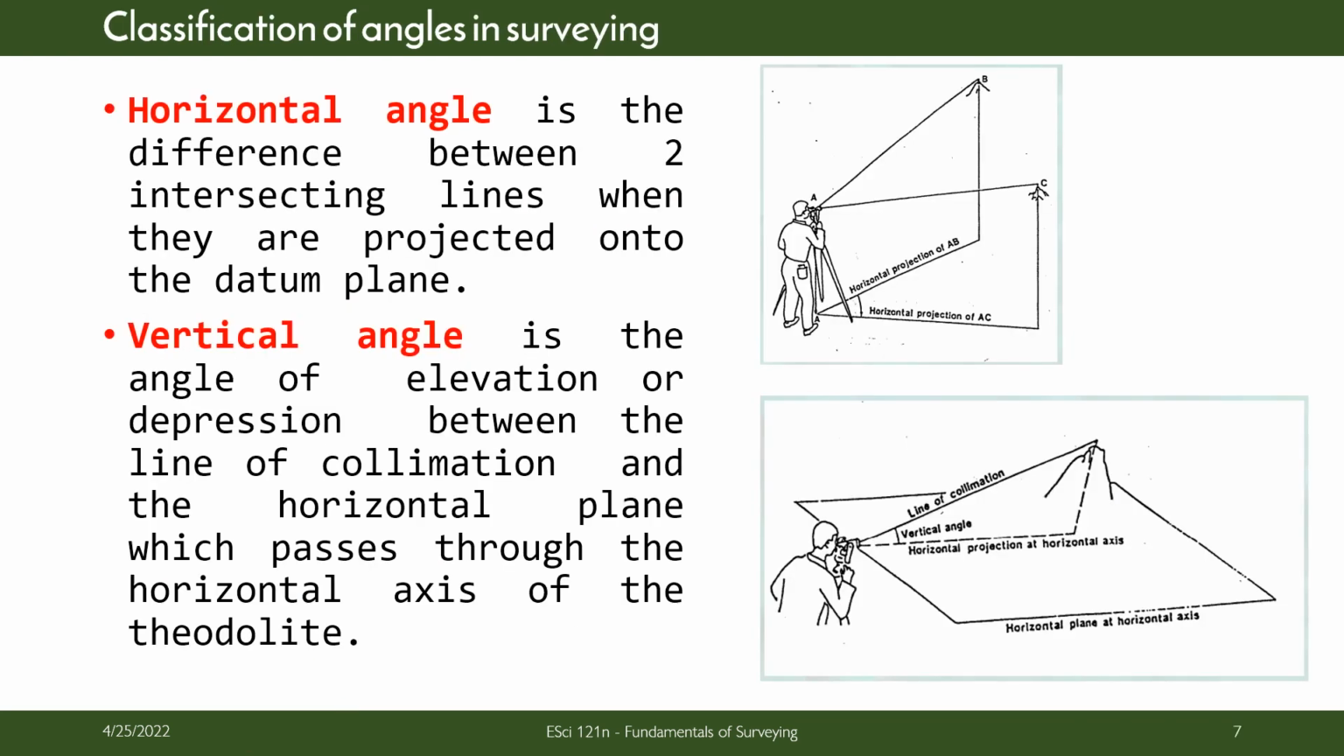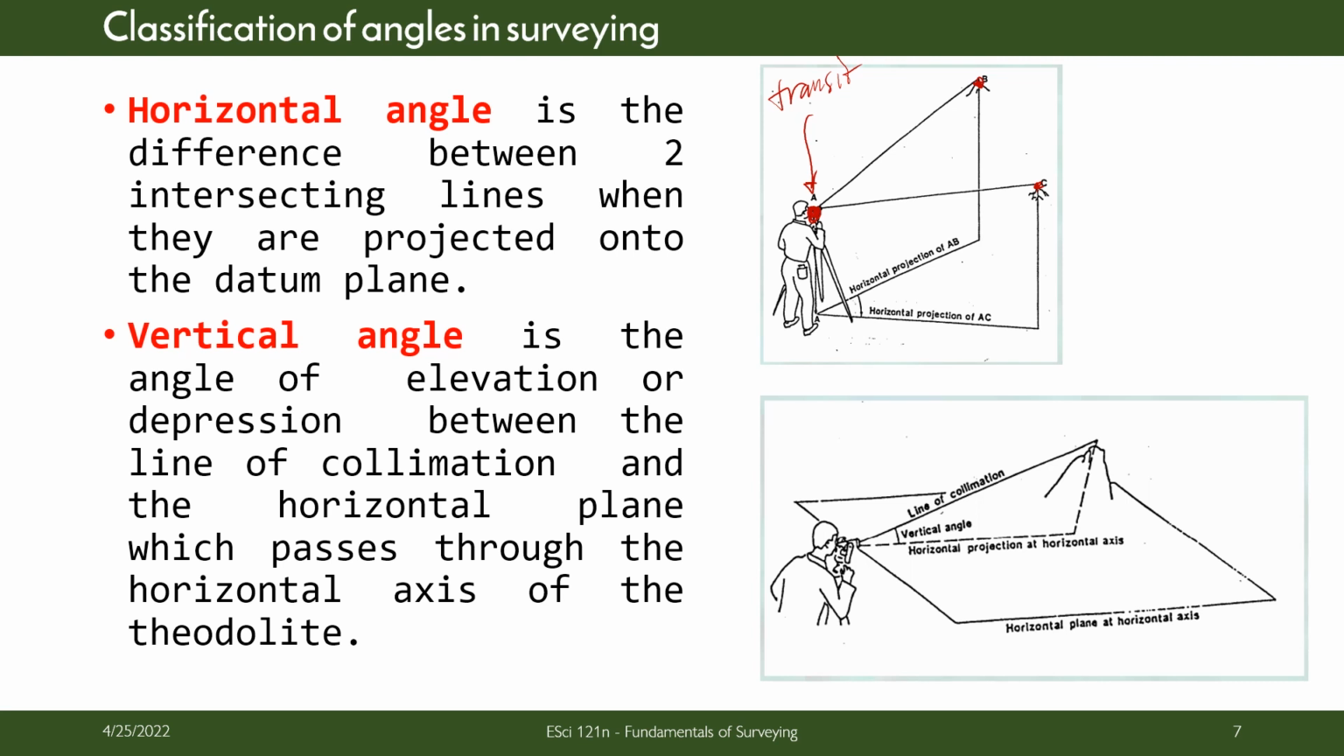Since we are in the surveying field, there are two types of angles that we are concerned with. First, we have the horizontal angle, which is the difference between two intersecting lines when they are projected onto a datum plane. Given that you are observing at point A, then you observe two points, let's say point B and point C. Keep in mind, they are different in elevation, meaning they are not on the same plane, but we can still measure the horizontal angle with the instrument we call the transit. It's capable of doing that.